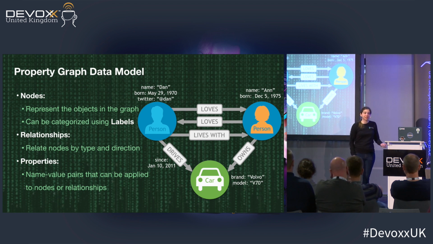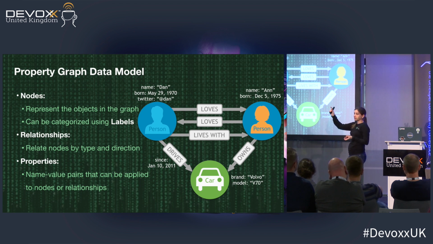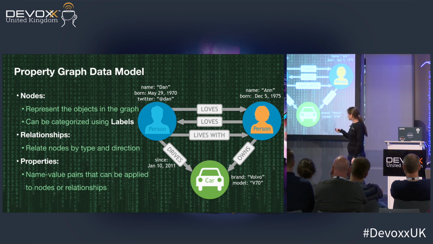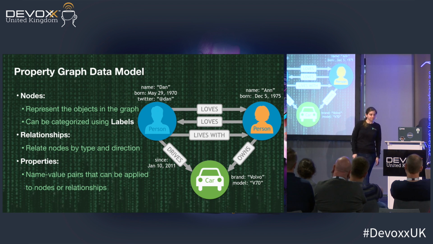In a relational database, you might have an empty field for that person. You would have a column, and some values you would store in for Dan, for instance. You would have his Twitter handle, but then you wouldn't have one for Anne. It would just be an empty or null value there. In Neo4j, you just don't store that. You don't have it, you don't store it. And then you can also put properties on relationships. So this person has driven the car since a particular date.